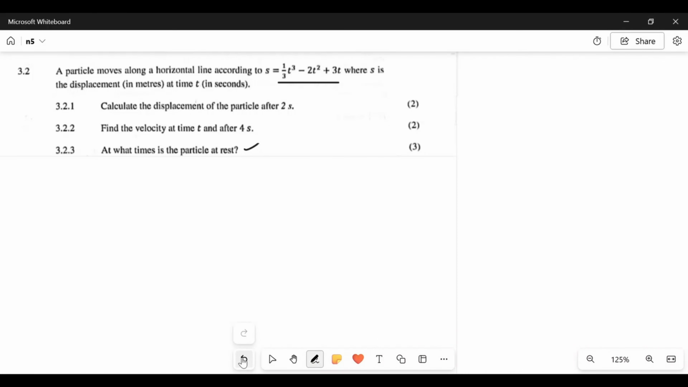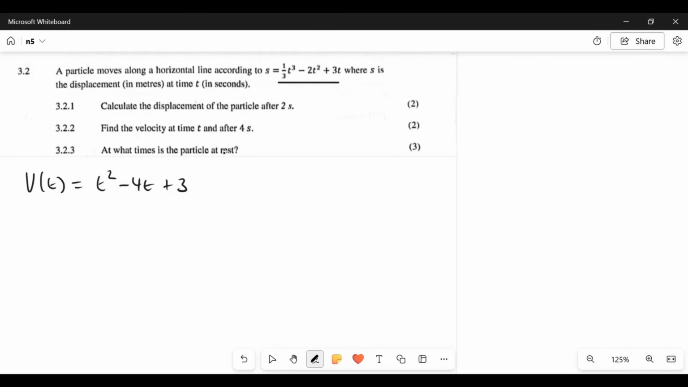Now, the question goes like this, guys. At what time is the particle at rest? Now, the question, they want us to find the time at which this particle is at rest, when the particle is not moving. So what you need to know is that when the particle is not moving, there is no velocity. So earlier on, we did derive the displacement formula, and then we said v of t is equaling to t squared minus 4t plus 3, right?